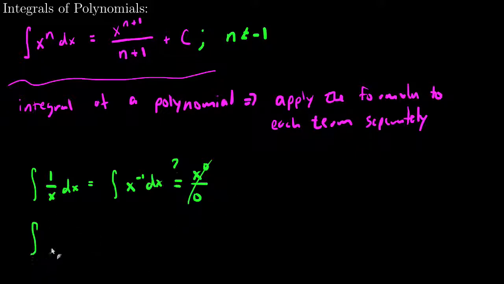Whereas, if I took the antiderivative of 1 over x squared, that's the same as the antiderivative of x to the -2 dx. And this works just fine. -2 plus 1 is -1, divided by -1, put a little plus c, and I could clean this up.